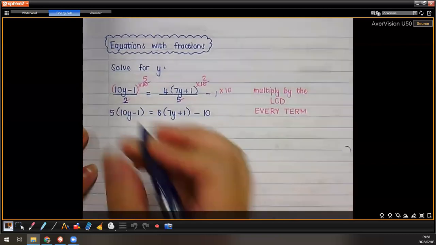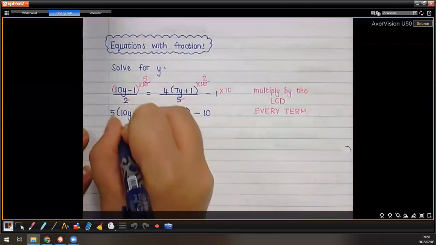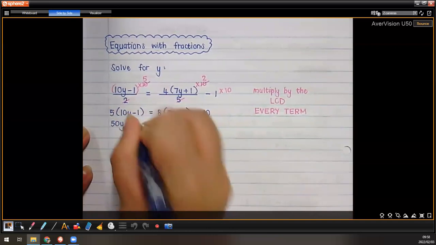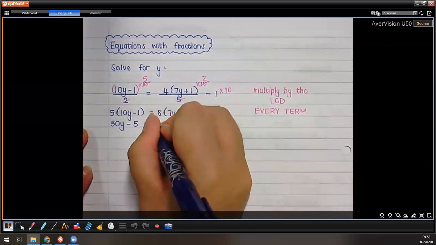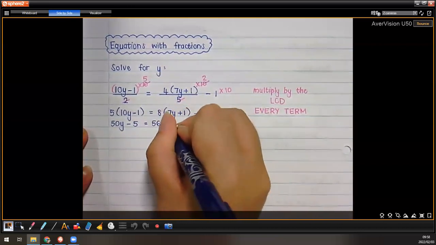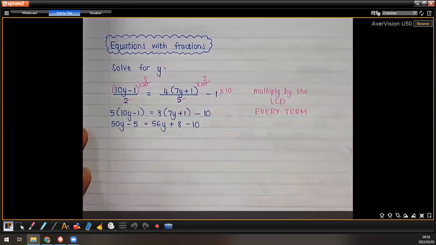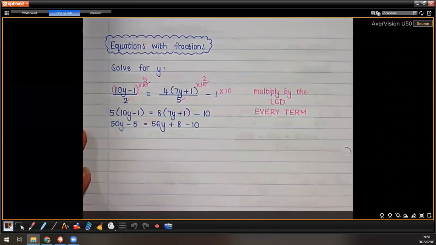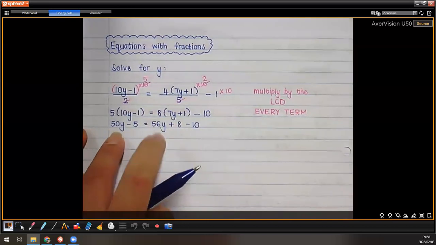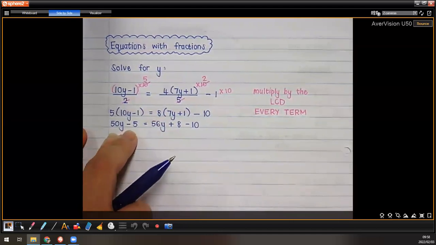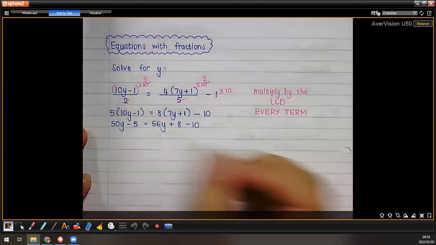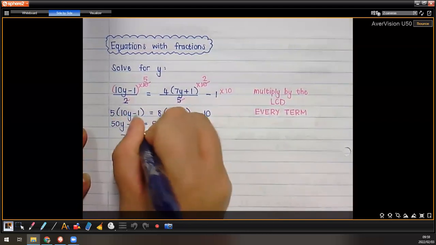Let's quickly solve for y here. 5 times 10y is 50y. 5 times negative 1 is negative 5. What is 8 times 7y? 56y. 8 times 1 is 8, and then minus 10. When we have an equation with brackets, we need to first multiply all those brackets out. Then we need to put all the y's on the one side. So we have 50y here. This 56y, when I move it, is going to become negative 56y. What's 50 minus 56? Negative 6. So that's negative 6y.